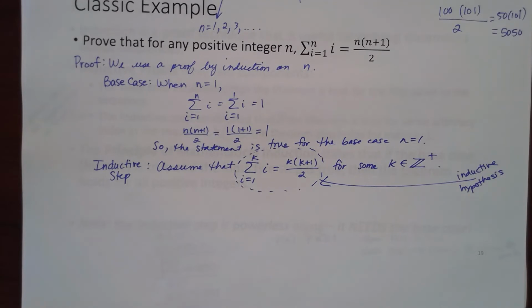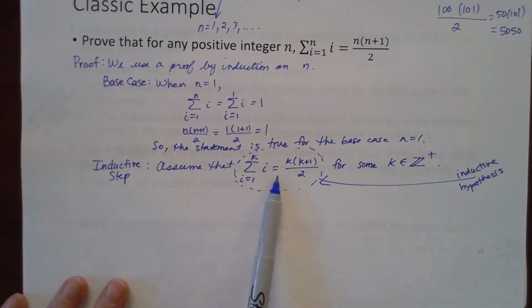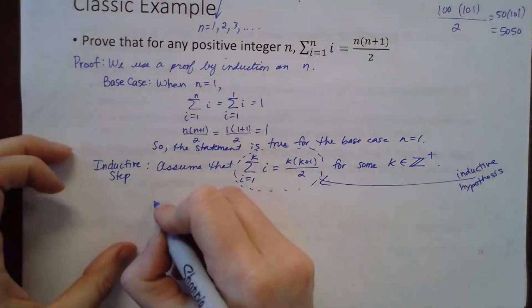Notice, I'm just assuming it's true. I don't know if it's true or not. I'm just saying, let's follow the path and see what would be true if this were true. What we want is that if it's true for k, then it would be true for k plus 1. That's what we're going to try to show.